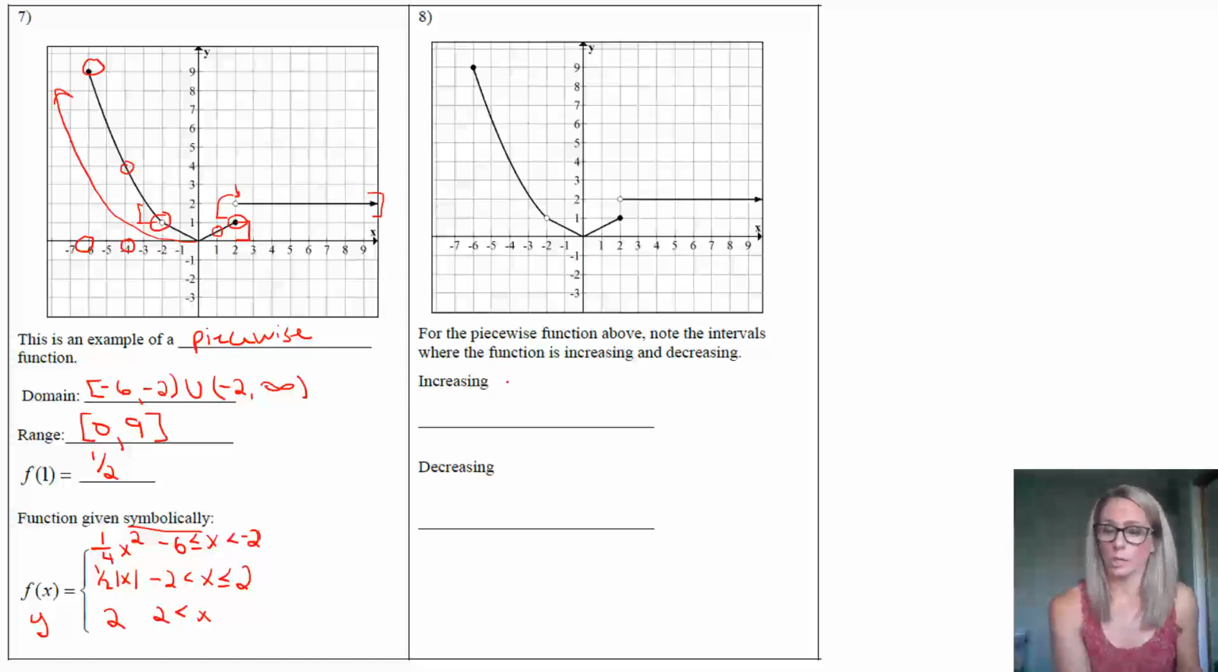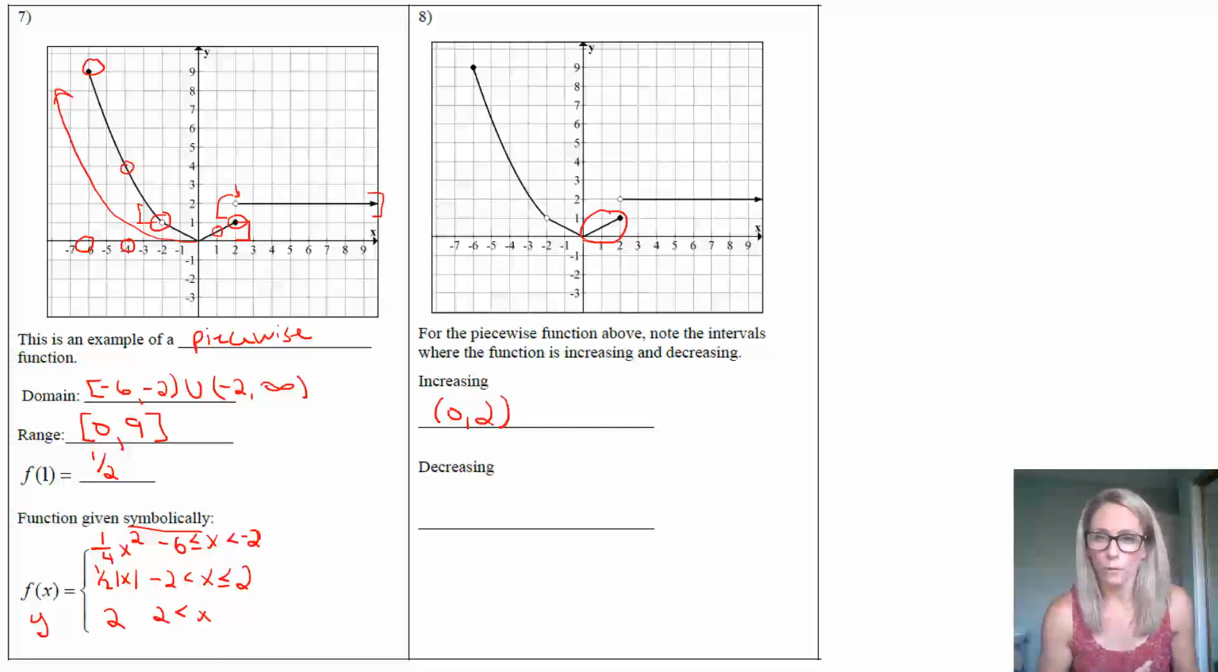Now for question 8, it just wants increasing, decreasing. The increasing is probably the easier part because it's just this little piece right here. And so that's going to go from 0 to 2. So increasing and decreasing, what they're asking for, the intervals are the x values. So we're just going from here to here. Those are the x values for where the function is increasing.